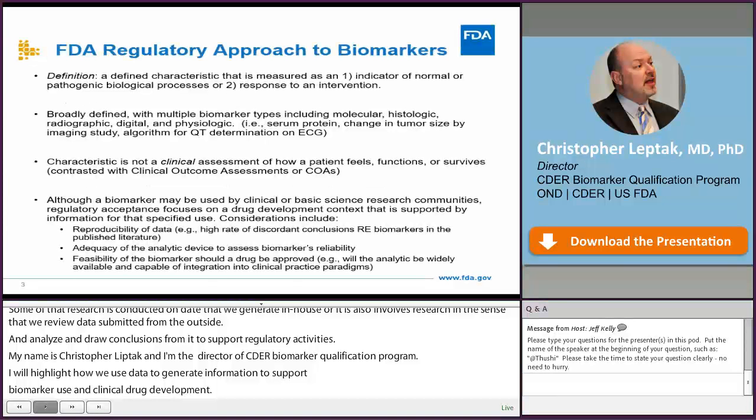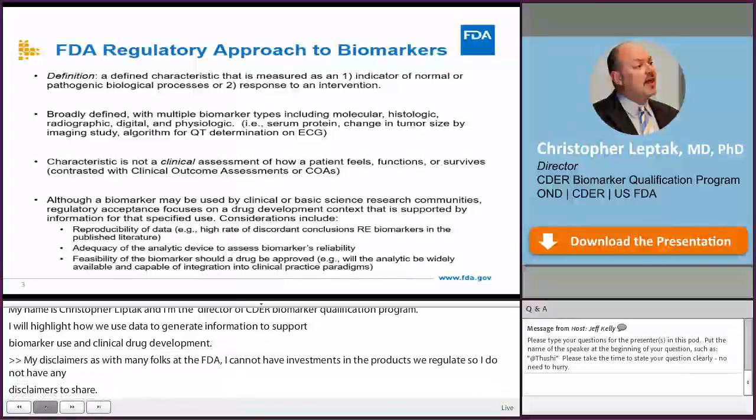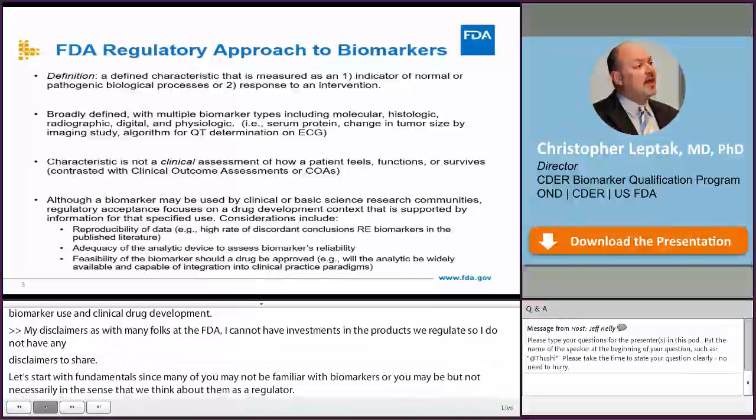So let's start with some fundamentals, since many of you may not be familiar with biomarkers, or you may be, but not necessarily in the sense that we think about them as a regulator. So let's start with the definition. A biomarker is a defined characteristic that is measured either as an indicator of a normal or pathogenic process, or as a response to an intervention.